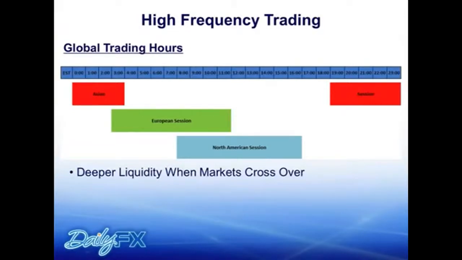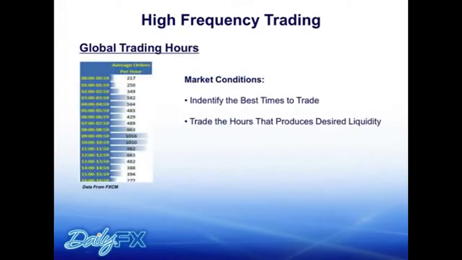One thing we note here is there's always deeper liquidity when markets cross over. Taking a look at this next table, this is just the average orders per hour that we see at FXCM. Starting around 0100 Eastern Standard Time, liquidity is very low. We only see about 200 orders coming in right until 2 in the morning, and then we see it continue to rise until we get to the European session open, and that's when we see it jump all the way close to 600 orders per hour.